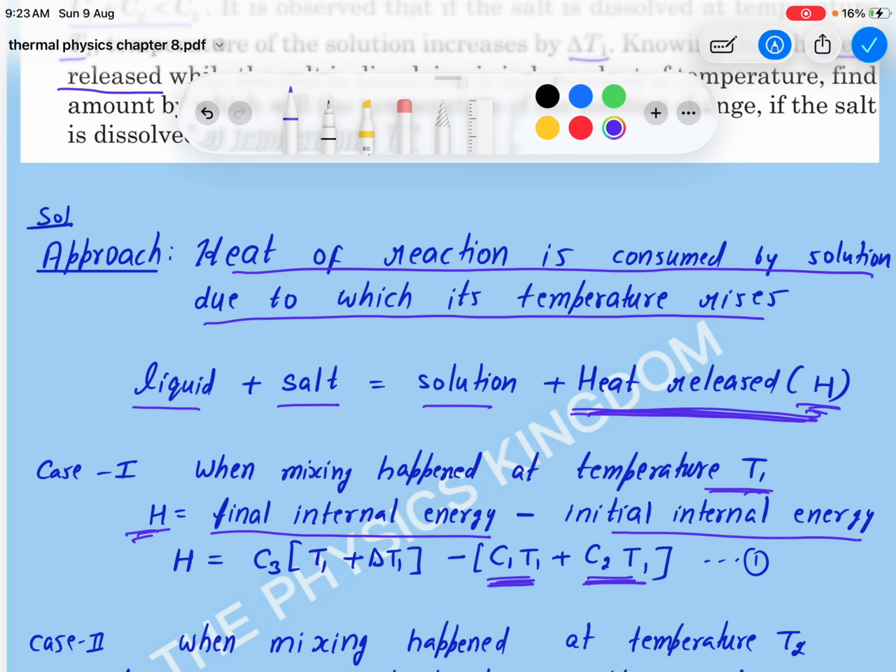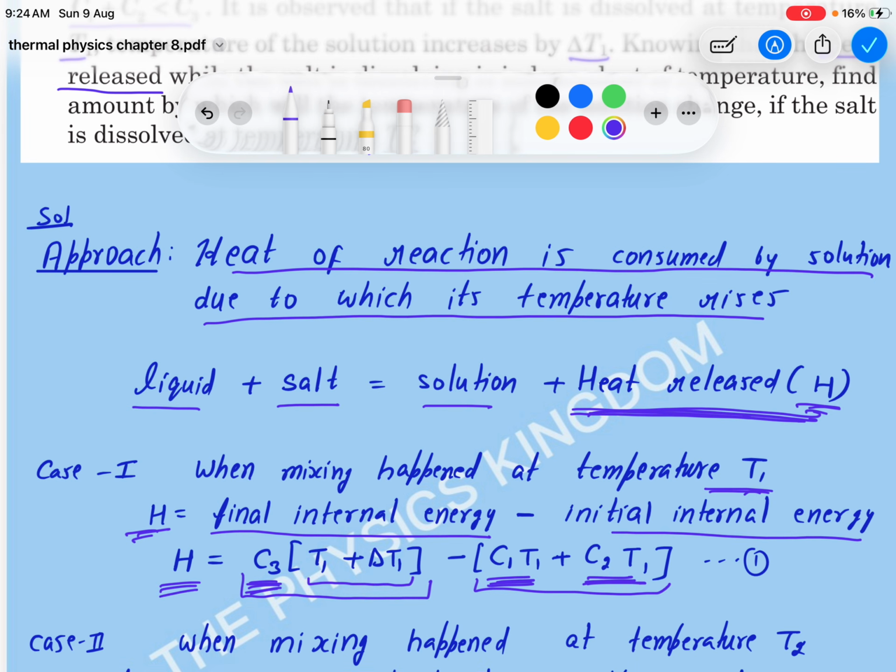And after mixing, their heat capacity changes. Now the heat capacity became C3. Now suppose the rise in temperature is delta T1, it means the final temperature is T1 plus delta T1. It means this is the final internal energy, so final minus initial.